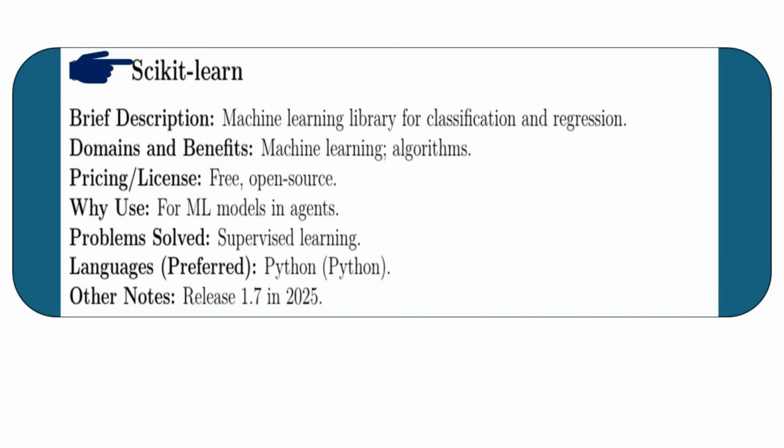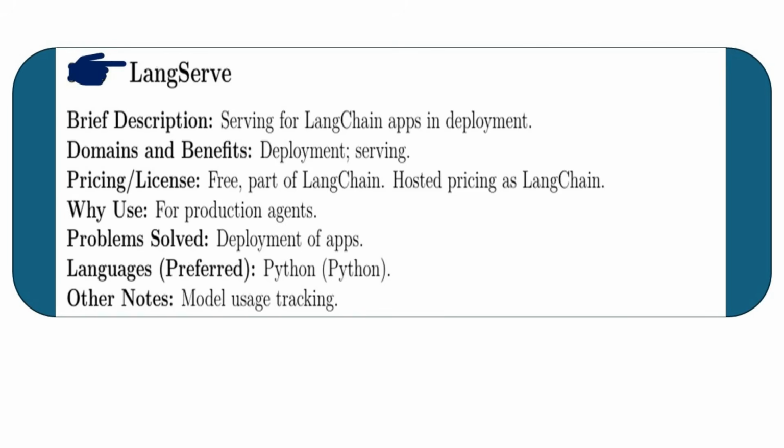Scikit-learn, machine learning library for classification and regression. Machine learning, the domain area benefited with algorithms. It is free and open source, mostly used for ML models in agents. Supervised learning problem resolution. Python is a preferred language. Released 1.7 in 2025.